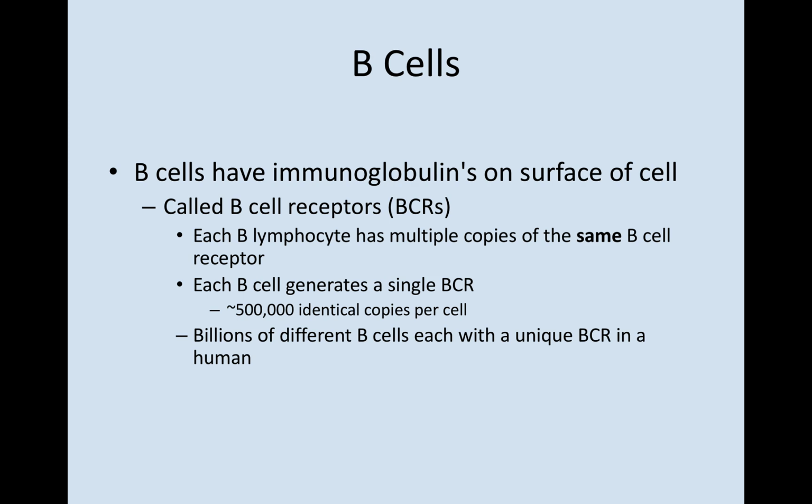B cells have these immunoglobulins on the surface of the cell called B cell receptors, or BCRs. Each individual B cell has multiple copies of the same exact receptor. Each B cell generates a single B cell receptor. So, shape. The B cell receptor has a specific shape, a variable region to it. There would be about 500,000 copies of that same exact shaped B cell receptor on the surface of the B cell. We produce billions of different B cells, each with their own unique B cell receptor in the human.